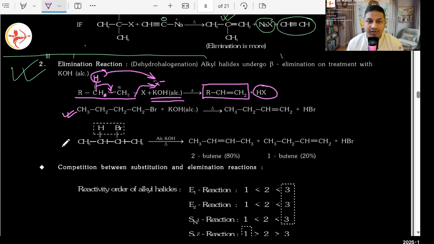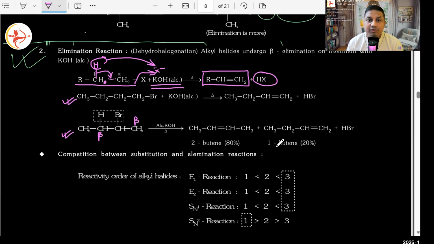This time you will have a butene as the major product. That doesn't mean that the other butene formation will not happen. That also is highly possible. Why? Because this time we have two beta hydrogen carbons, and similarly more beta hydrogens. This side 2 beta, this side 3 beta hydrogens. So the attack can happen either from here or from here. This side one will be the major product. I hope it is clear.